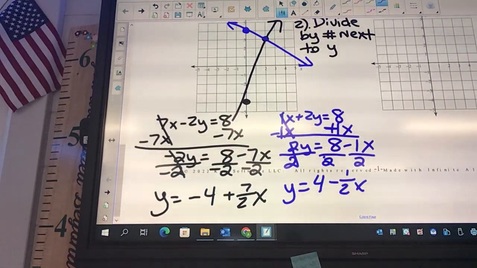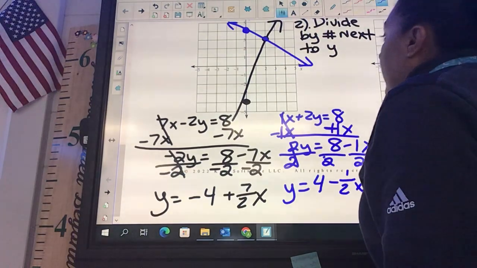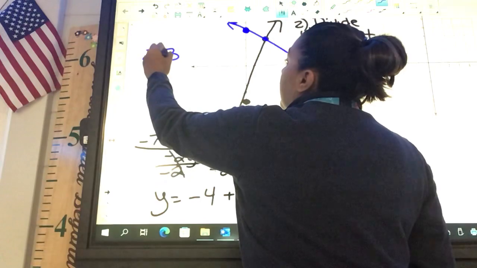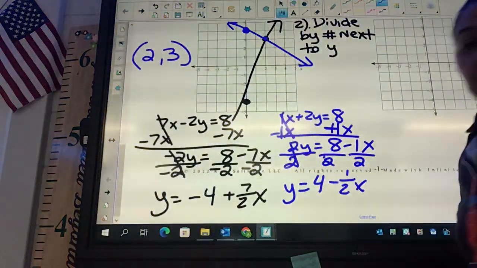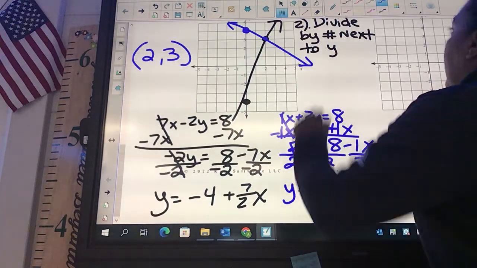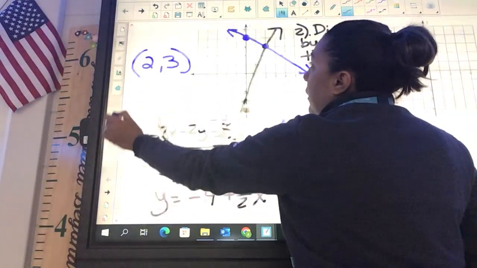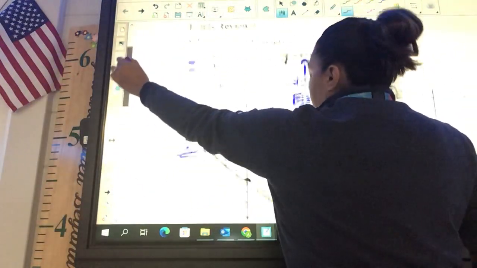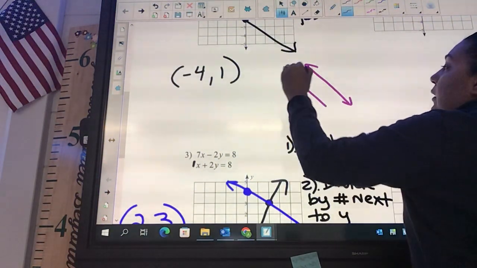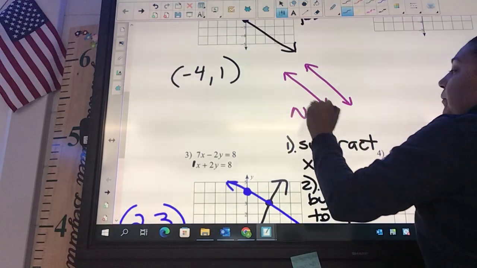Okay. So it should be 2, 3. Oh, before I forget, I don't know if you want to write it somewhere on here, but we have different options. What if the lines are like this? No solution.